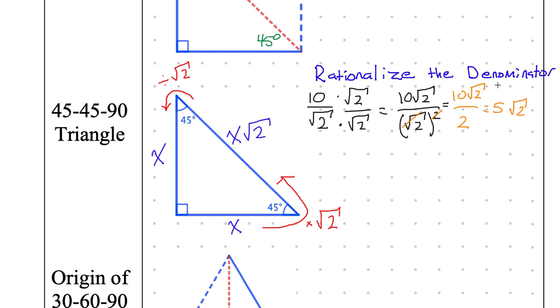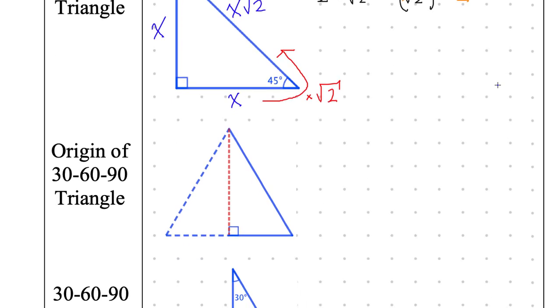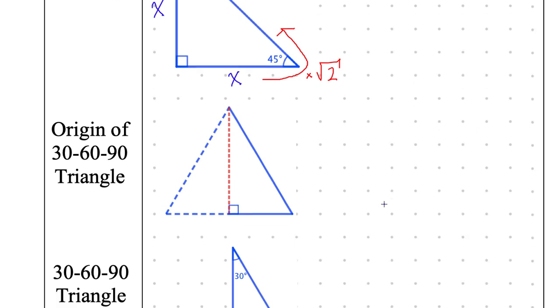If you forget how to rationalize the denominator, I know it's super, super small, but it is up there on a poster as well. I show you how to rationalize a denominator with square root of 2 and with square root of 3. Let's move on to the origin of the 30, 60, 90 triangle. So it comes from an equilateral triangle.